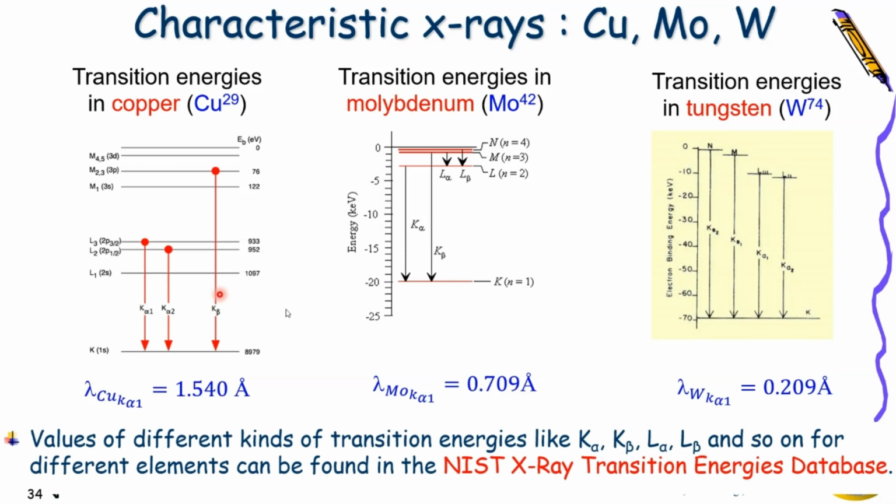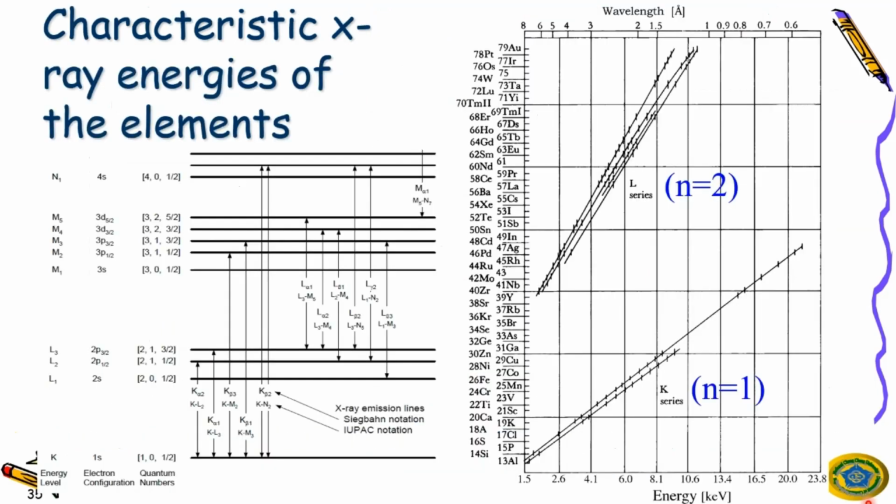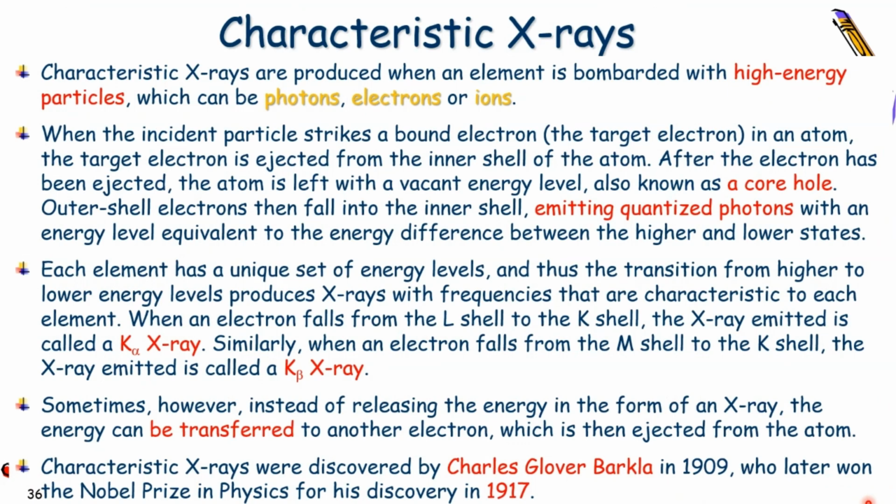All the numbers you can find in the X-ray transition energy database. So this is the characteristic X-ray energy of the elements. It's easy; in the old days you had to find this by hand. So this is how characteristic X-rays work. Please read this by yourself.